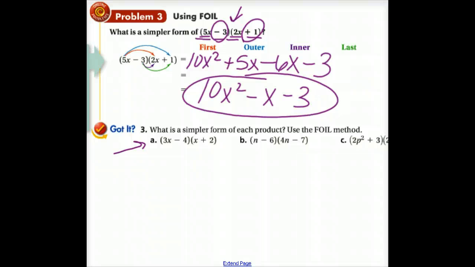I'll do one more for you. First, 3x times x, 3x squared. Outside, 3x times 2, plus 6x. Inside, negative 4 times x, negative 4x. Last, negative 4 times 2, negative 8. Combine like terms.